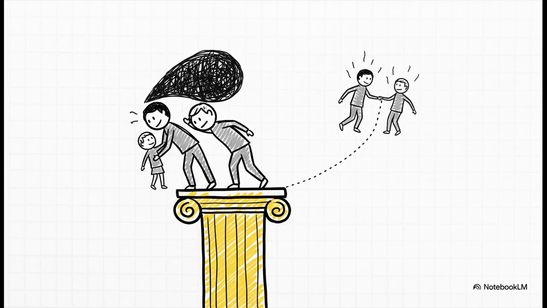Support for the whole family isn't just a nice little extra, it is an absolute necessity. Things like respite care, which gives caregivers a much-needed break, are essential. You have to care for the caregivers so they can keep caring for the people they love.